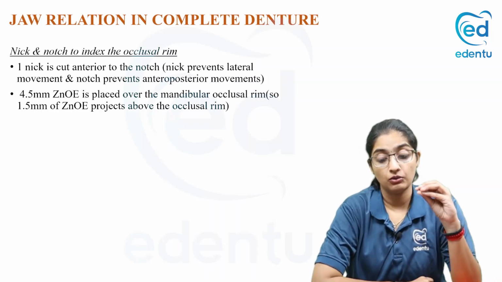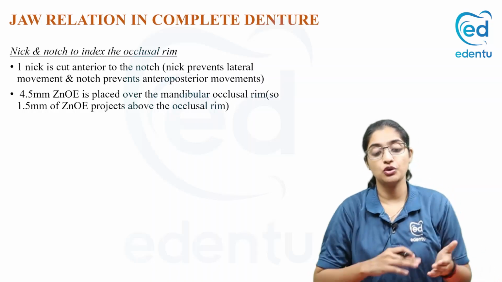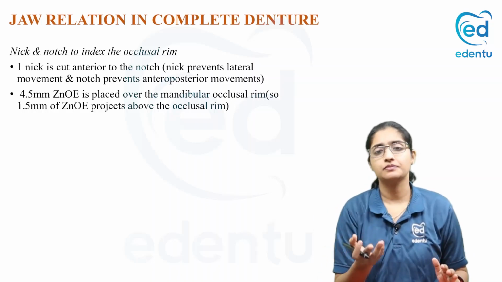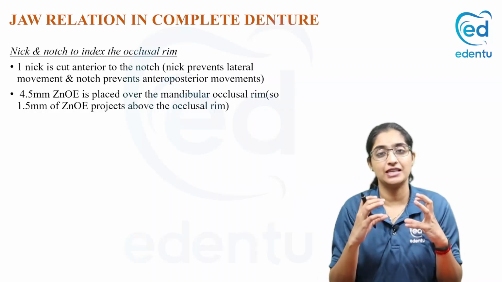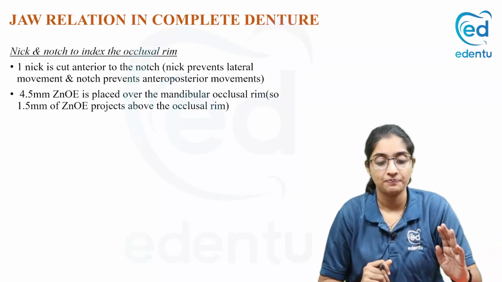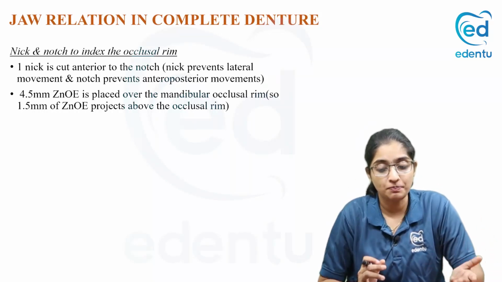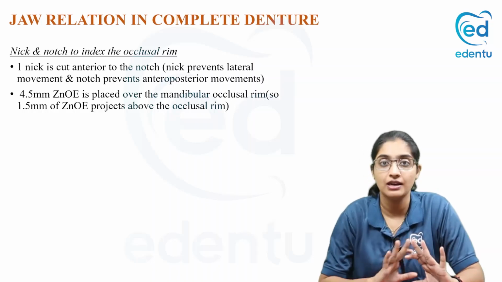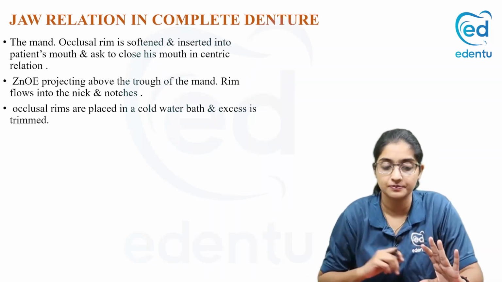So in this case, what you're going to do is mix zinc oxide eugenol or plaster. You're going to place it into this nick and notch so that it doesn't break off or you don't lose the relationship. It is placed into this nick and notch and you ask the patient to bite in centric relation and wait till this material sets.